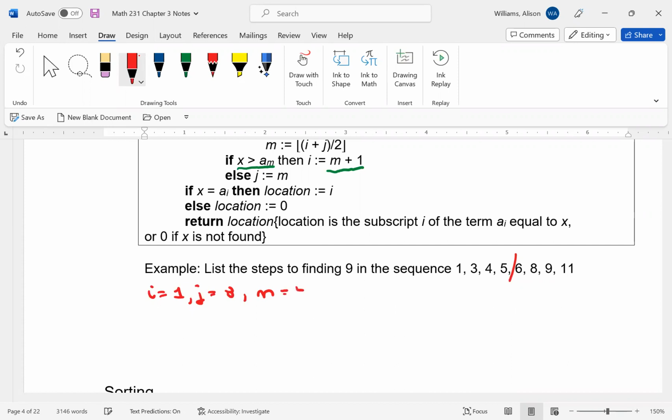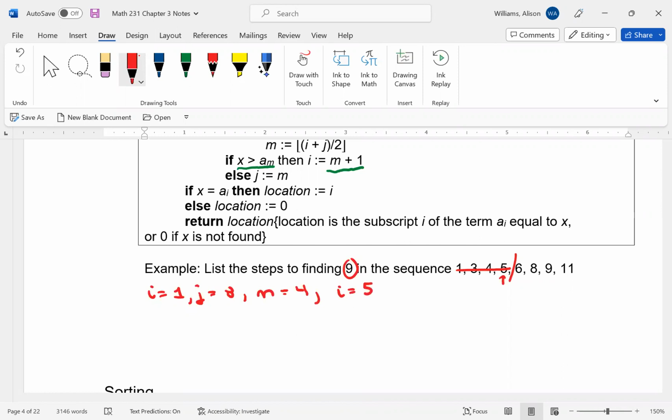So M is 4. Now I'm looking at the fourth term, and it does not return the term I'm interested in. It happens to be smaller than the term I'm interested in. So I'm going to ignore the first group and now focus on the second group. I'm changing my starting point. I is now going to start at 5.